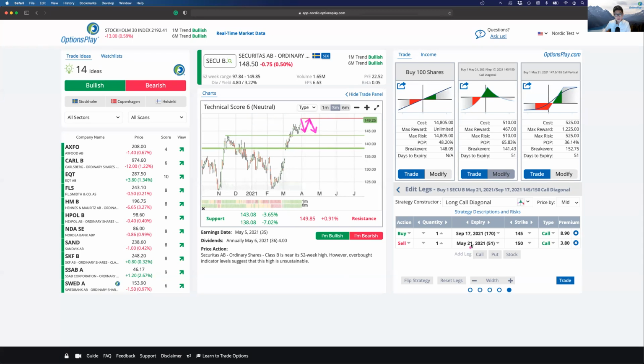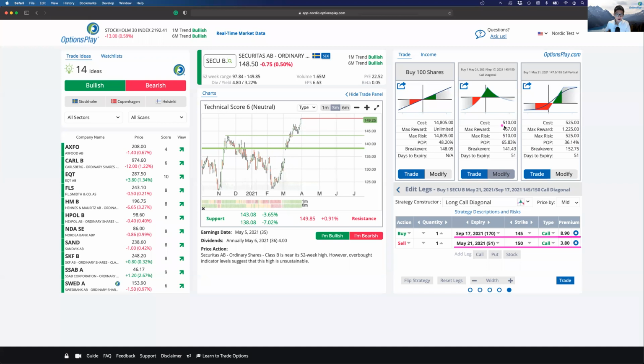So if I sold the May 150 calls against it, first of all, I'm paying $8.9 crowns for the September 145 calls. And then if I sell the May 150 calls for 3.8 crowns, I'm reducing my net cost on this trade to just 5.1 crowns per share.